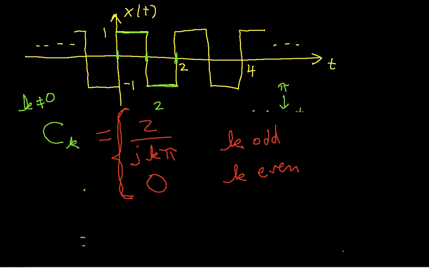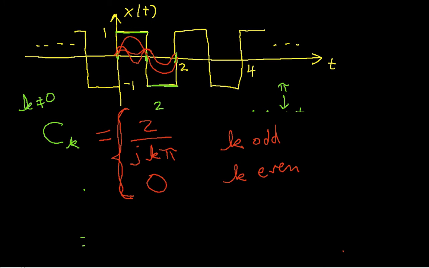I have only odd harmonics in this square wave, and in fact, if I start trying to graph what these harmonics will look like, the fundamental harmonic will end up looking something like this, or the fundamental frequency. Then I'll have a term that is smaller in amplitude that looks like this, and so on. Okay, so that concludes this example of how to compute the Fourier series coefficient for a square wave.